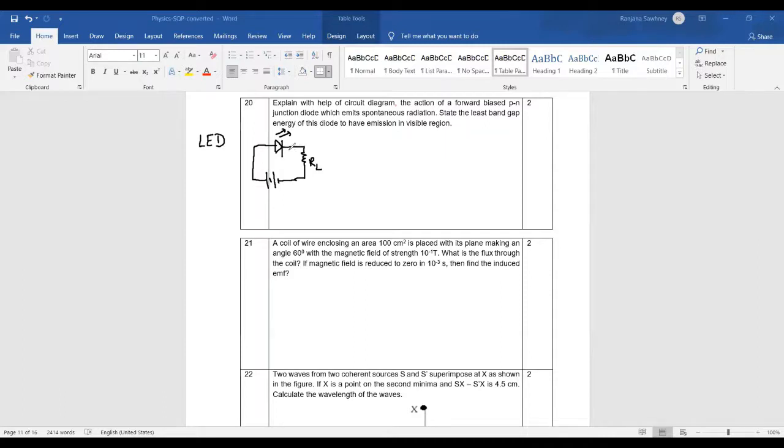Here the electrons move from N to the P side and the holes move from P to the N side. And these charge carriers recombine near the junction and the energy is released in the form of photons.